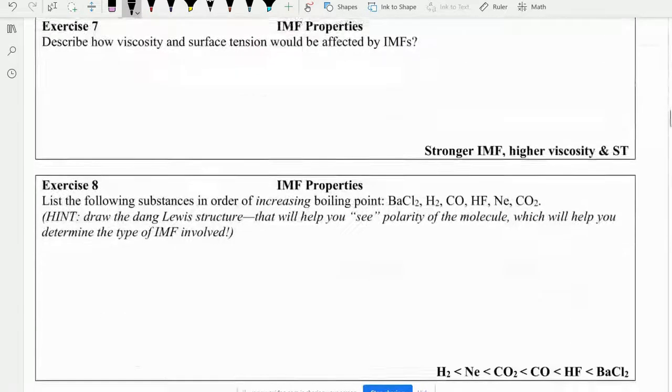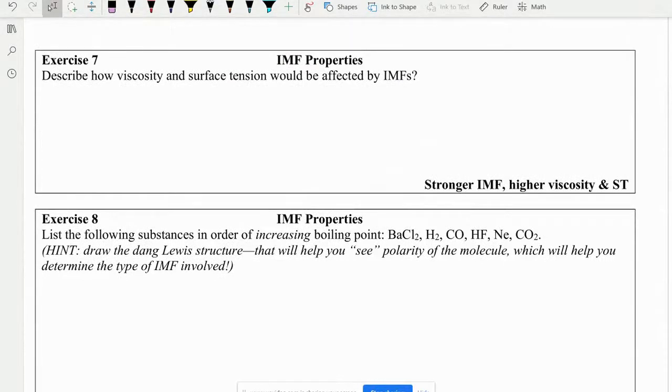All right, how about exercise 7? Describe how viscosity and surface tension would be affected by IMFs. Remember, viscosity and surface tension is a phenomenon we only see in liquids. So just kind of keep that straight there. And one more time, pause me. You create a response. Remember to use the vocabulary that we're learning, and then come back and check your answer.